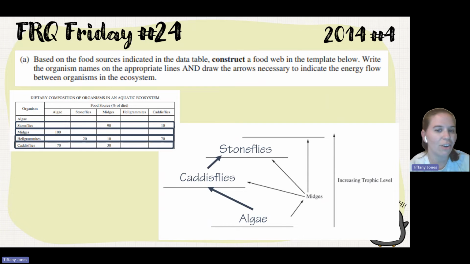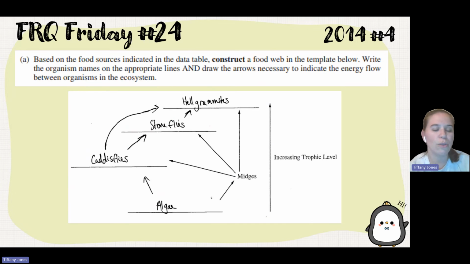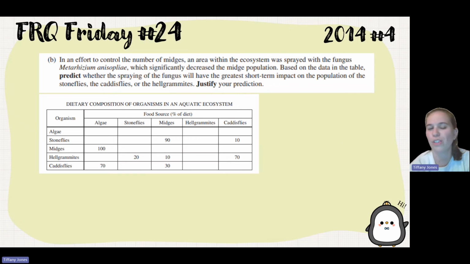And all that's left is the hellgrammites, okay? So those ones are consuming stoneflies, they consume midges, and they consume the caddisflies. So we go ahead and put the caddisflies arrow and the stoneflies arrow on there. So you got 1 point for properly placing them, and you have another second point for having your arrows correct. So the student, of course, placed everything right. They've got their algae, the caddisflies, the stoneflies, the hellgrammites, as well as their arrows. So they have 2 points so far.